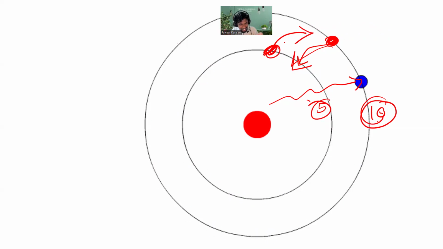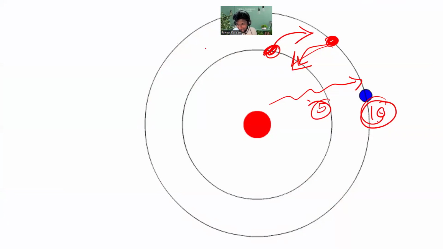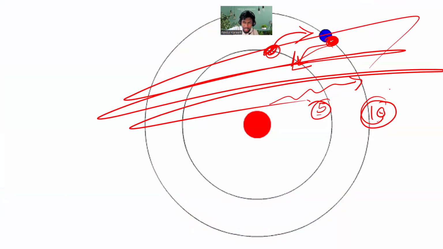So now just try to understand, when we are moving away from the nucleus, the energy increases. That's all. When we are moving away from the nucleus, energy increases. That's all. Don't worry about the rest. One of you asked, so I explained that one, but all the others, don't worry about this one.